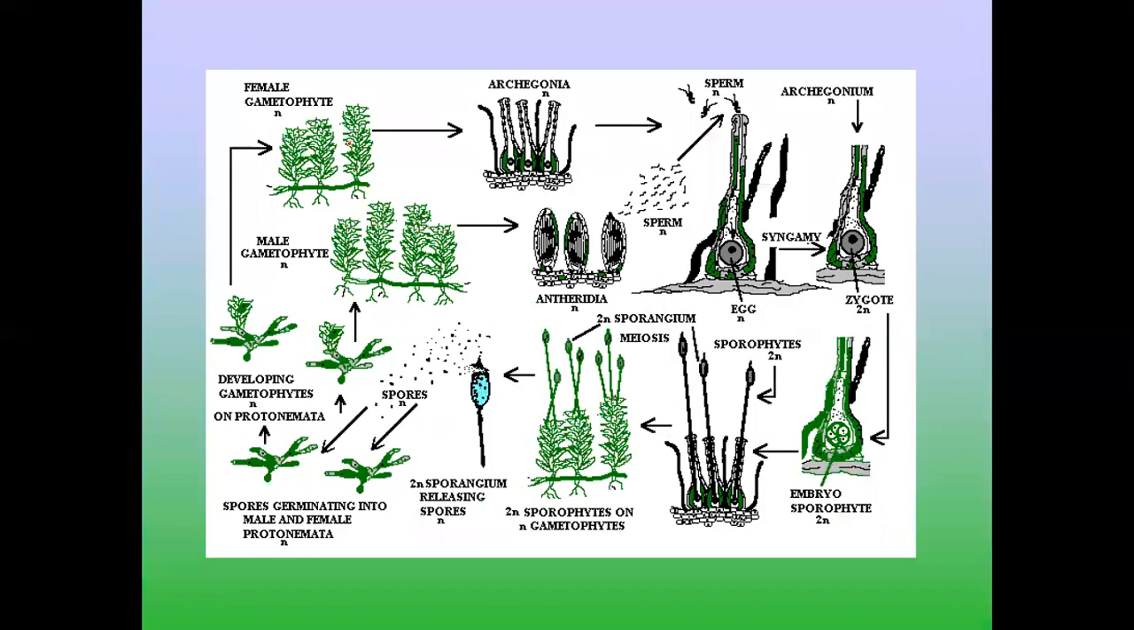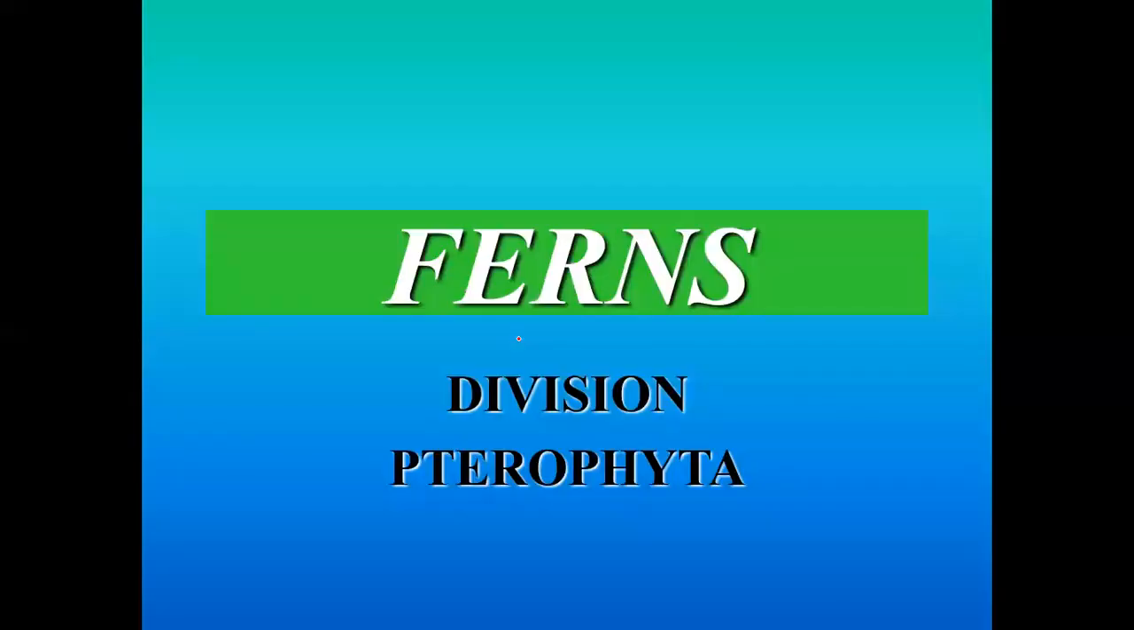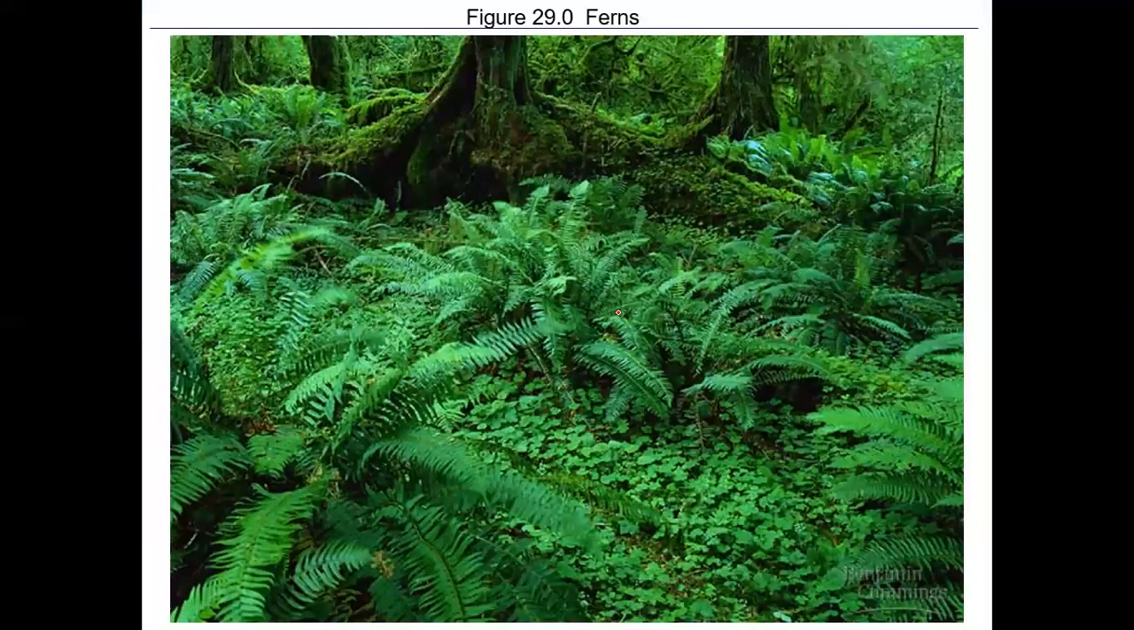It's a very simple life cycle. It goes round and round and round like this, and it just keeps happening, and you end up with more and more mosses in the world. Now, when you get to ferns, ferns are a little bit different. They're pterophyta. Pterophyta is the division that ferns are in within the kingdom of plants. And there they are, of course, you recognize a fern when you see one.